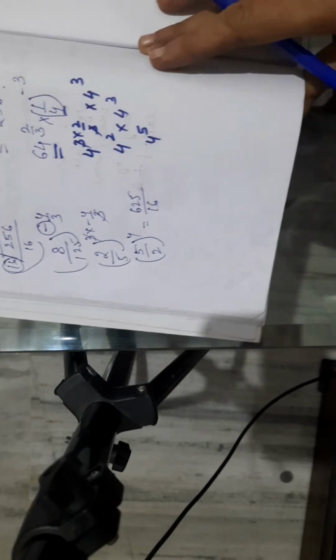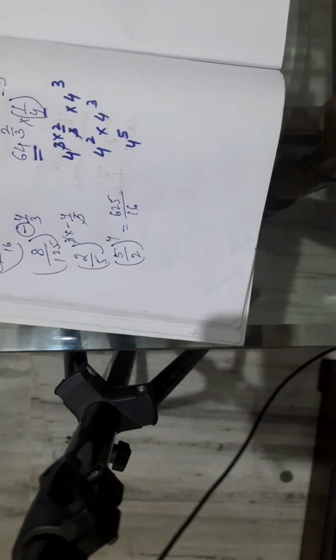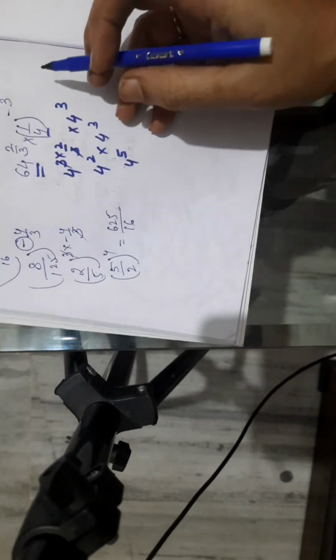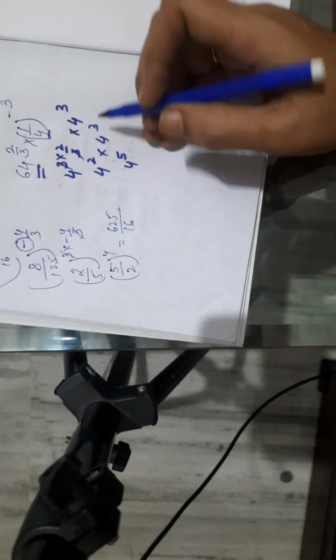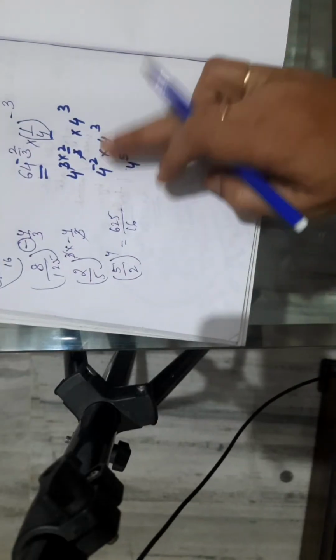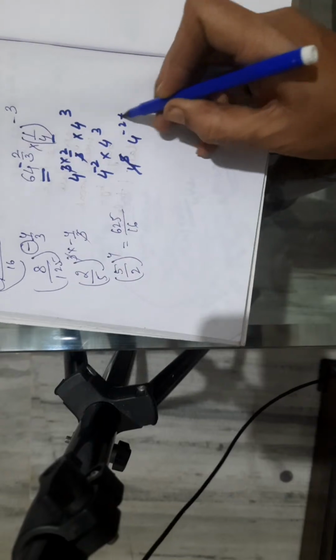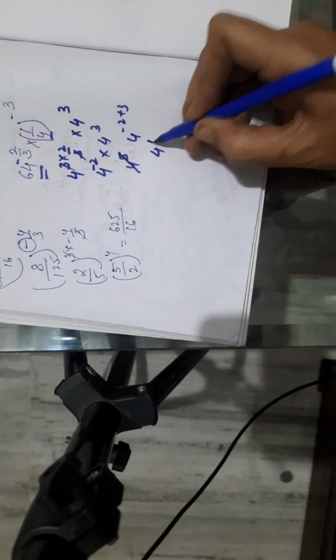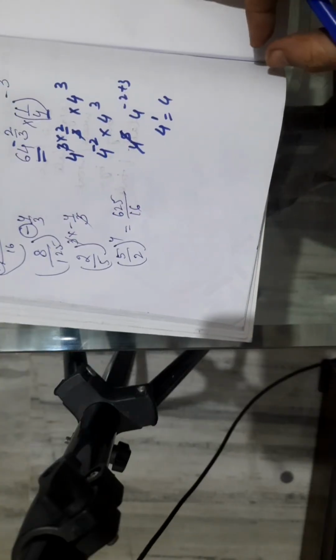Depending on how the answer is given, you need to write it. Like here minus 3 is there. This number is also negative. The power is given negative. So plus, minus, minus, 2 plus 3. Thus it is 4 raised to 1. The answer is 4. Now the next question.